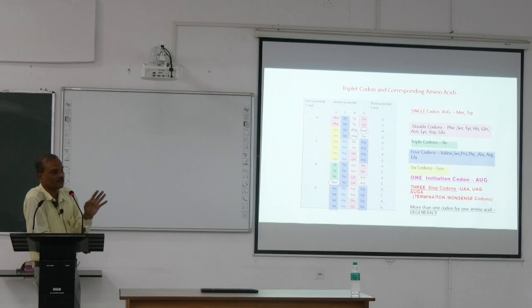So this table, I think, you have seen perhaps in your class 12. You can see that there is a single codon for AUG, that is for methionine, which is the start codon for eukaryotes, and formylmethionine is for the prokaryotes. And there is one more, tryptophan, that also has a single codon. And there are several amino acids which have double codons. Triple codons, isoleucine, you can have 3 here. 4 codons for this many amino acids, and 6 codons are for leucine.